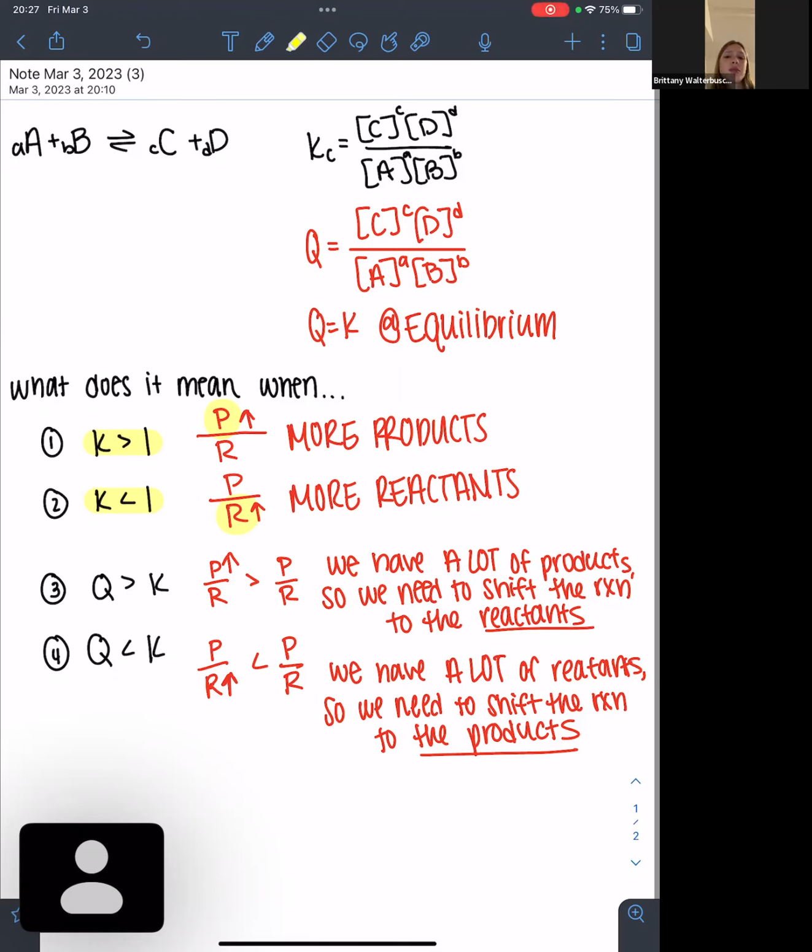If we don't know what equilibrium is, or if we're trying to figure out which way the reaction is proceeding when it's not at equilibrium, we're going to use our Q value at any given time to find out which way the reaction is proceeding, so that it gets to equilibrium. So if we have a Q value that's greater than K, it means we have a lot of products in comparison to what we would normally have at equilibrium. So we're going to get rid of some of those products and form more reactants. Whereas if our Q value is less than K, that just means we have a lot of reactants at the moment and we need to shift to the products if we want to reach that equilibrium condition that we're looking for.